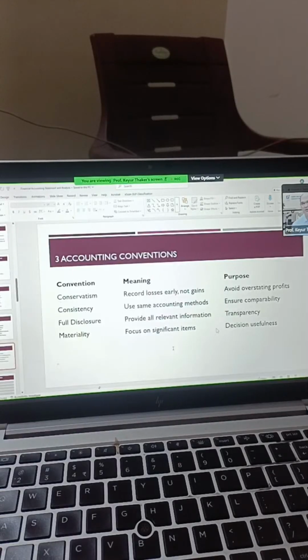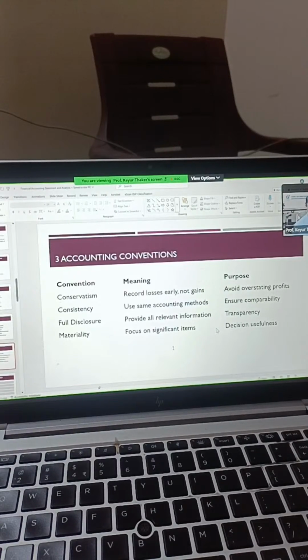Then full disclosure. You can't hide any material information. Important and significant. If some small, trivial information is missed, there is no problem, but all material information that will make a difference to my decision. So materiality focuses on significant items.